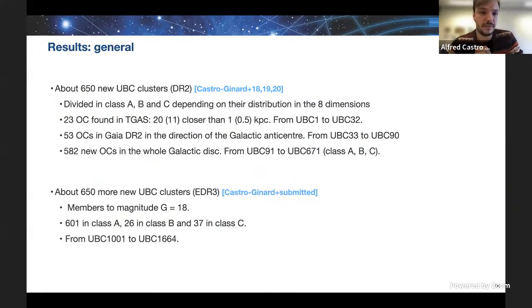Okay, so a bit of summary of results. Basically, there is the run in DR2, which is the first paragraph here. We were able to find about 650 new clusters. These are divided into these 3 different studies: one in TGAS, not for the nature of the TGAS data set. These are closed clusters.